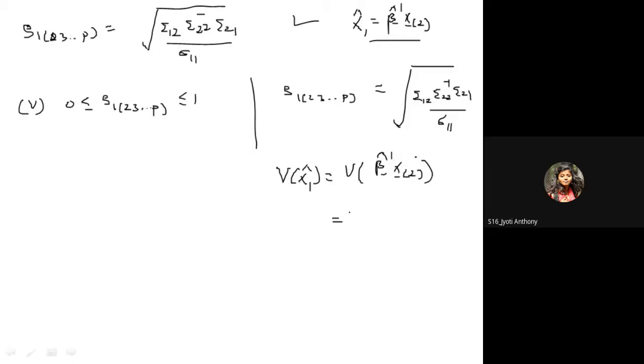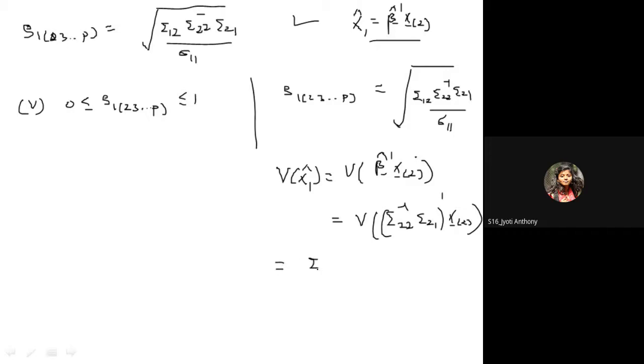Now what happened in this setup? What is that beta cap transpose? What is beta? Beta cap is sigma 2 inverse sigma 1 and their transpose, and this is x2. So what is this?